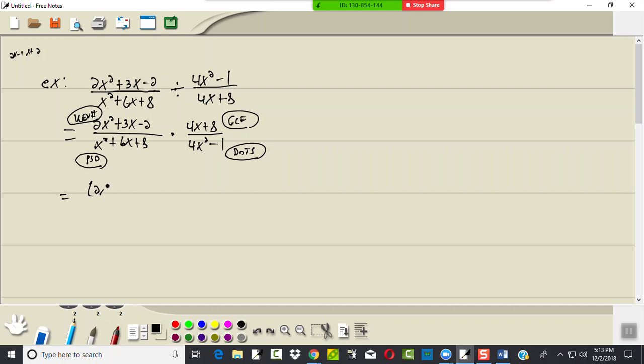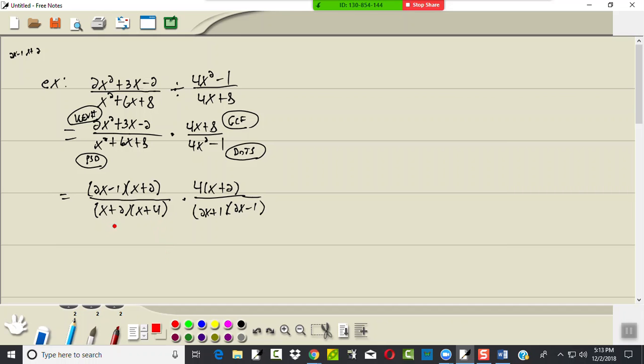So this factors as 2x minus 1 times x plus 2. This bottom factors as x plus 2 times x plus 4. I can factor 4 out of that, and that leaves me x plus 2. And this factors as 2x plus 1 times 2x minus 1. You get very good at factoring on these.